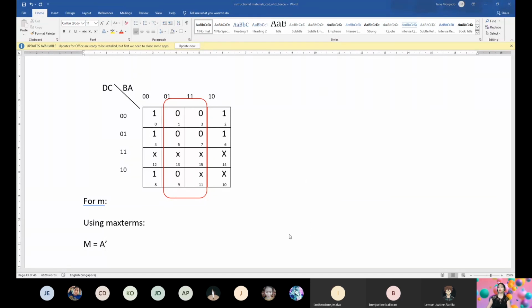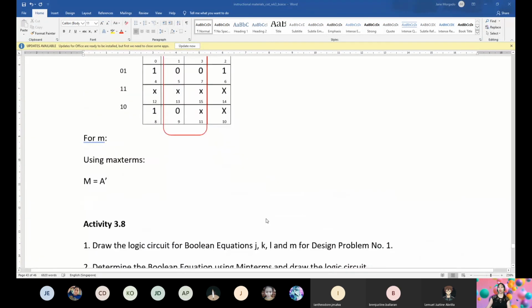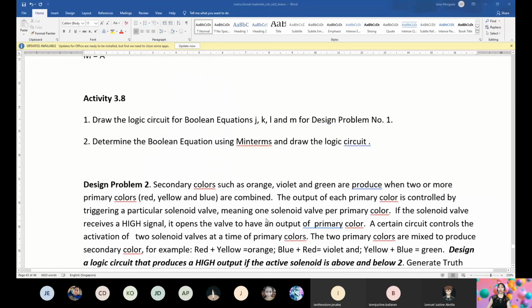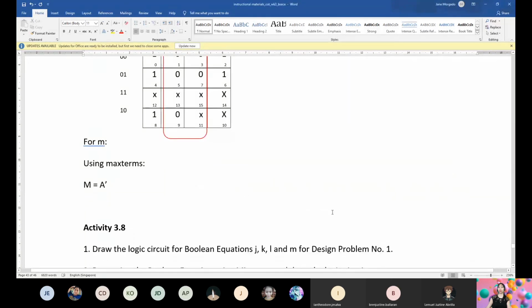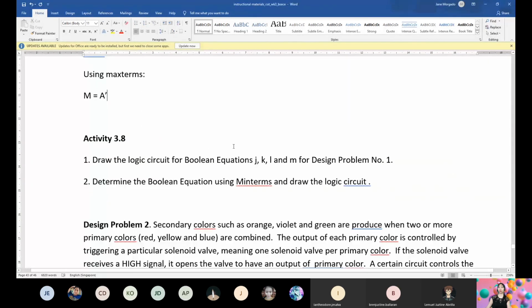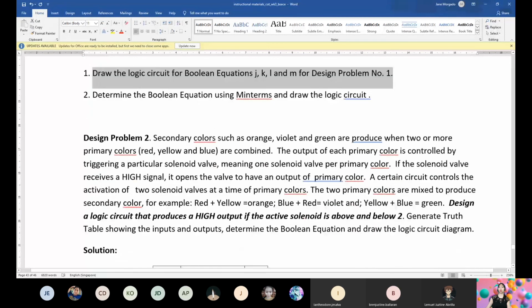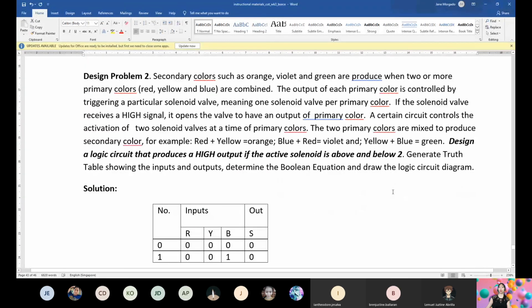Question? Okay, so, anong assignment nyo dito? Draw the logic circuit for Boolean equations J, K, L, and M. Okay, so that would be your assignment.